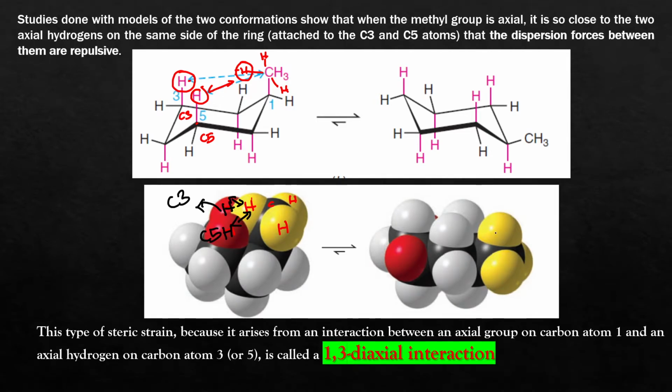However, if the methyl group is positioned at the equatorial position, now this is the methyl group and these are the hydrogen atoms. Now you can see that there is no such close proximity between any 2 hydrogen atoms. So this 1,3-diaxial or 1,5-diaxial interaction is totally absent in this molecule. So the structure where the methyl group is situated at the equatorial position is much more stable compared to this configuration, and the energy difference is 7.6 kilojoule per mole.